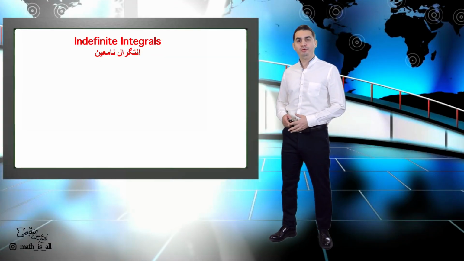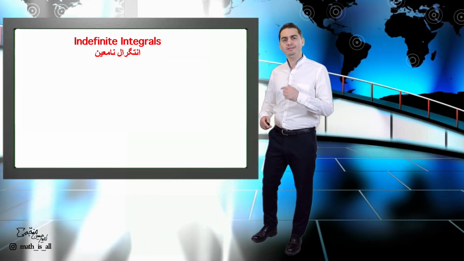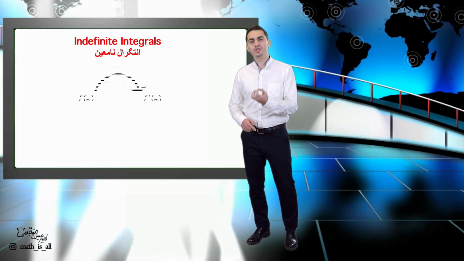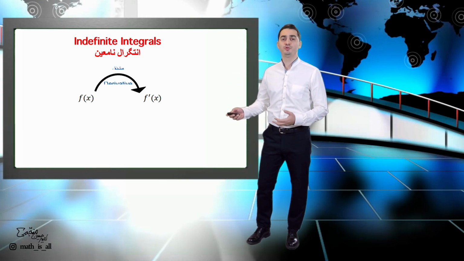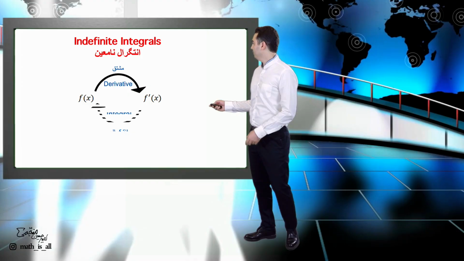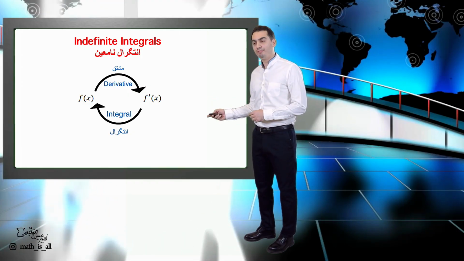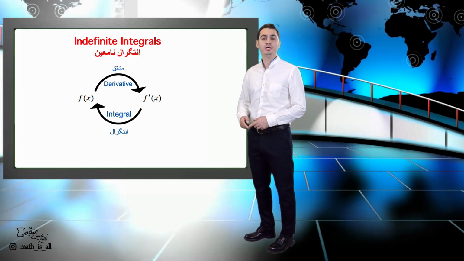All right, let's start our lesson with the indefinite integral. Essentially, the indefinite integral is the inverse operation of differentiation. This means we need to find the original function that produced the result. As you can see here, if we take the derivative of f of x, it becomes f prime of x. And if we integrate f prime of x, it becomes f of x.